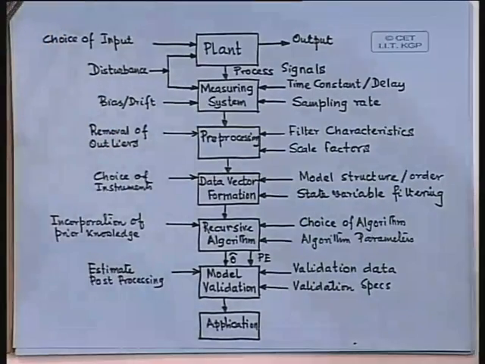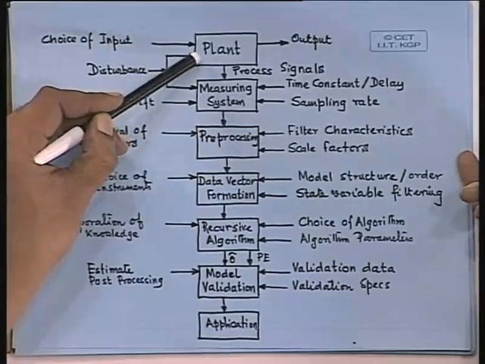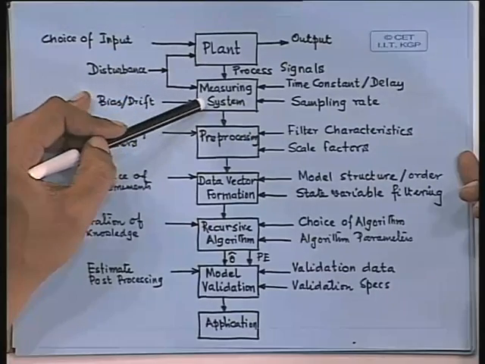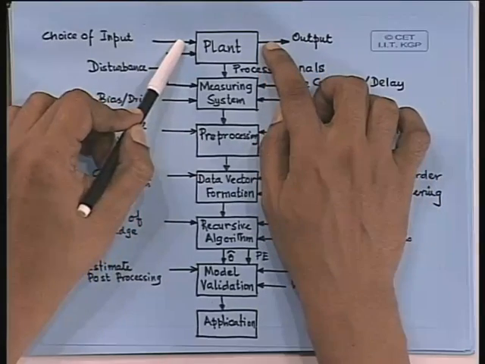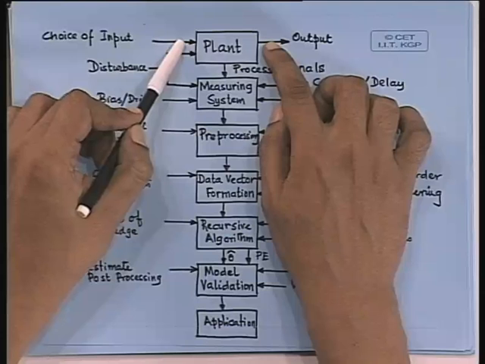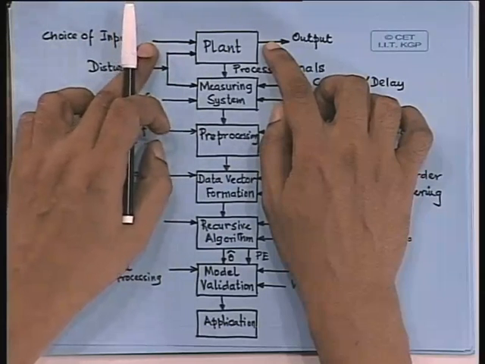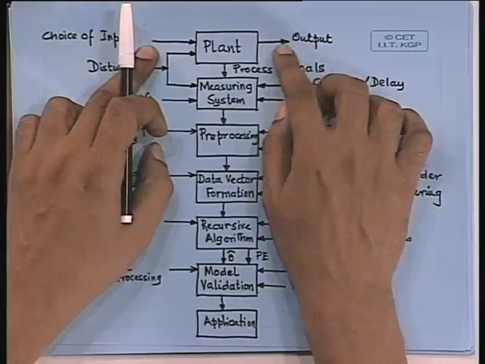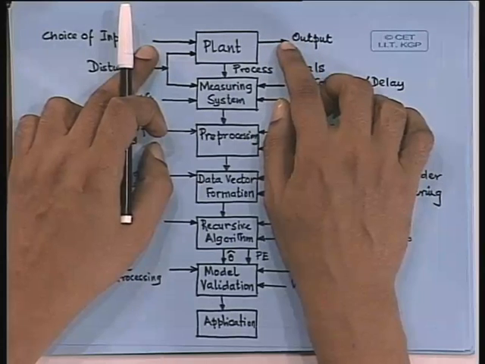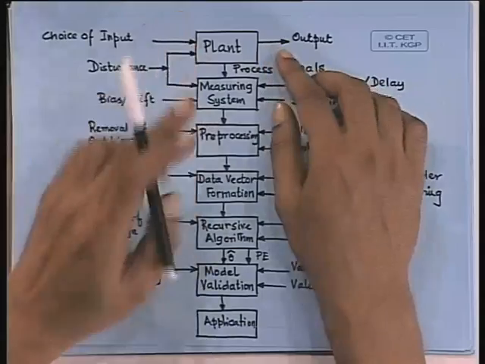First of all, you must understand that the plant is not the only thing. There is this measuring system. You are working with a measuring system, and you must remember that you are building a model between the measurements. You might think that you are building a model between this and this. You are not doing that. You are building a model between what you measure and where you measure it, not exactly between these 2 points.